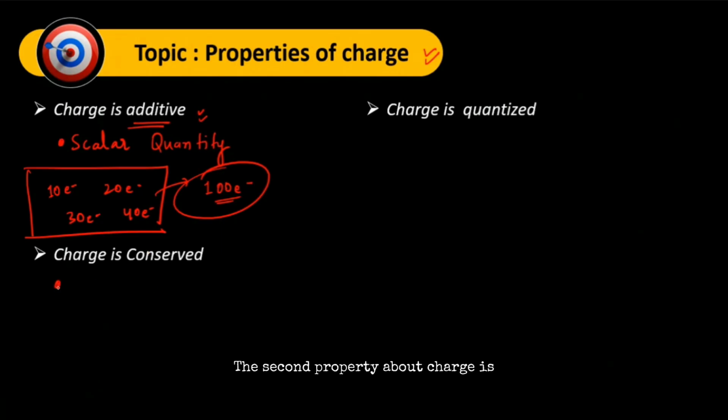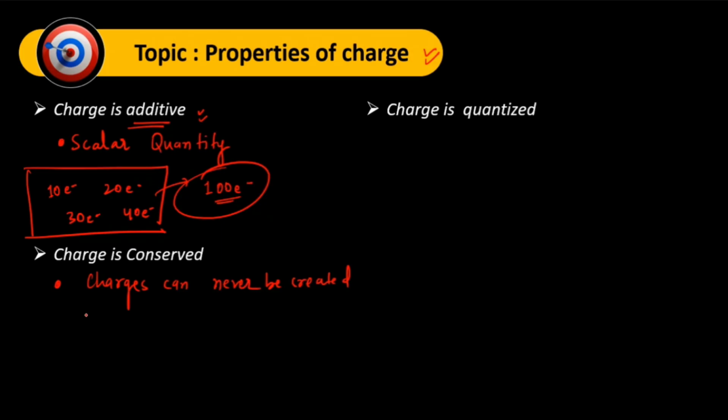The second property about charge is that charge is conserved. Conserved means charge can neither be created nor be destroyed. So whatever charge is there, it can only be transferred from one object to another object. So that is the most important part about the conservation principle. So we'll simply say that charge can never be created nor be destroyed. It can only be transferred. So that is what we need to keep in our mind.